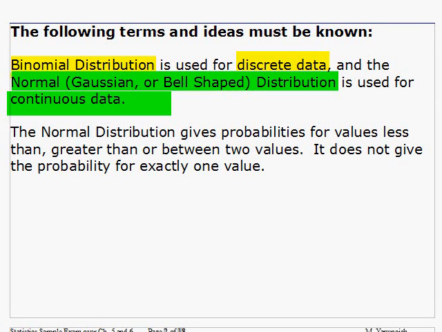You also have to know about the normal distribution. It can be called either normal, Gaussian, or bell-shaped. I use those interchangeably. This normal distribution gives probabilities for values less than, greater than, or in between two values. It does not give the probability for one exact value.